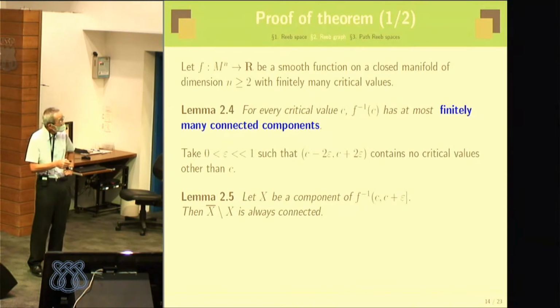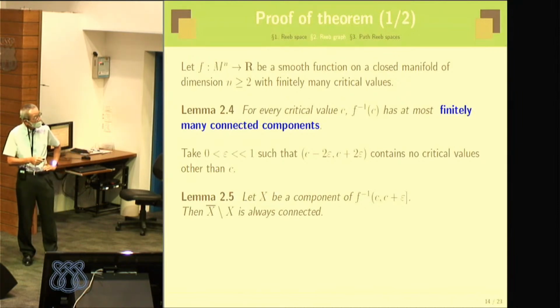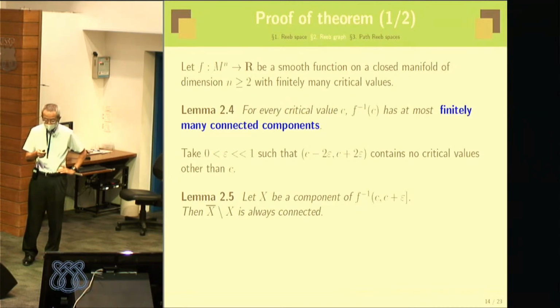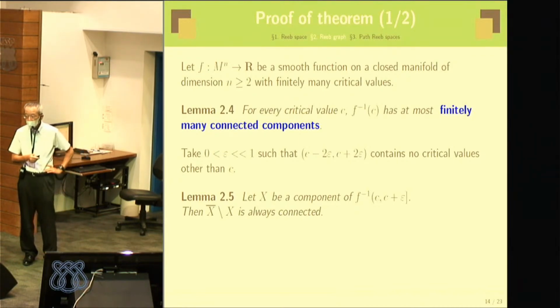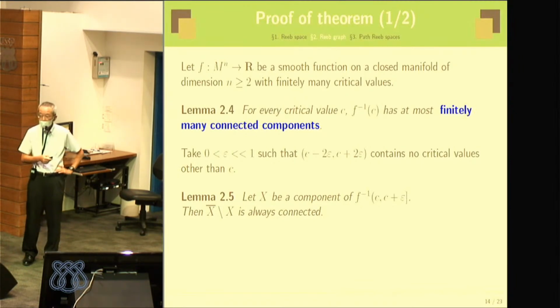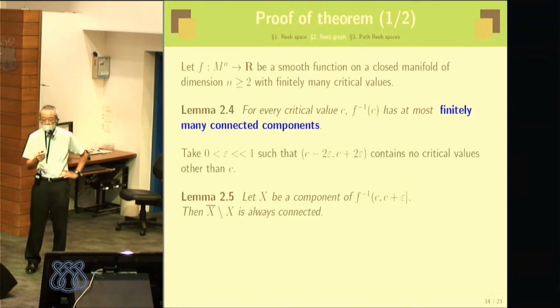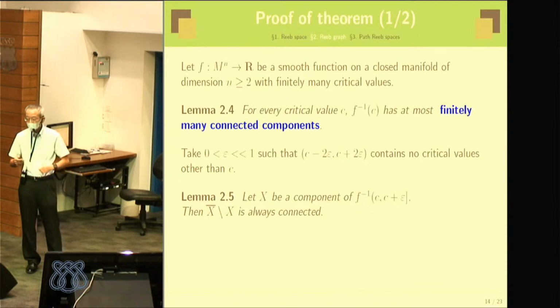And if you consider the closure minus X, so the boundary of X, then it is always connected. So if X is a connected component, then X bar minus X is always connected. This is the key part of the proof. I will not go into the details of the proof of this lemma, but it is a kind of exercise in general topology. Maybe not an exercise, but you just use compactness, connectedness, etc., and you can show this.